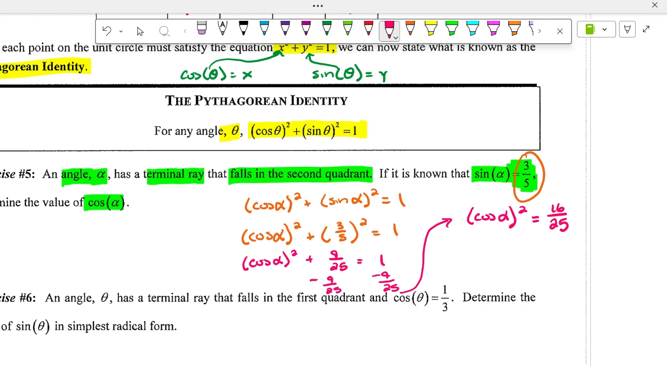So my last step would be to do what? How do I get cosine alpha by itself? I get rid of the square, in other words. Square root both sides. So that cancels out. I have cosine of alpha is equal to the square root of 16 over 25. Put that in your calculator and then convert it to a fraction. It should go to a nice fraction. Four-fifths. Good. So the cosine of alpha is 4/5.